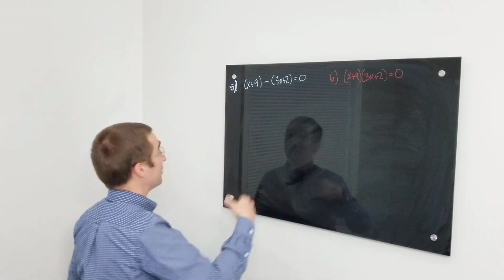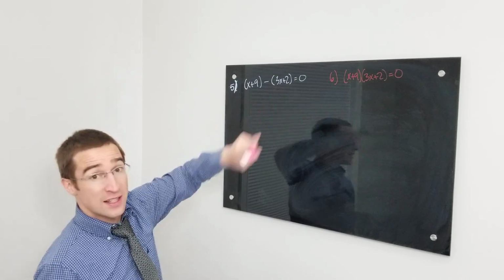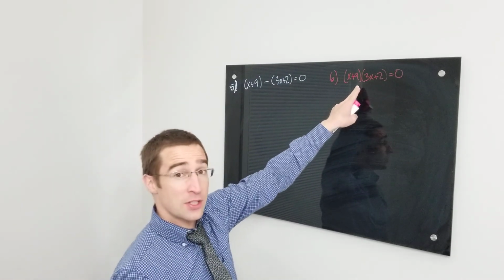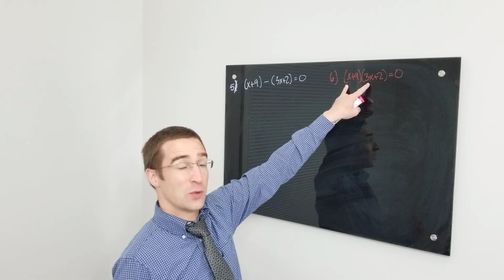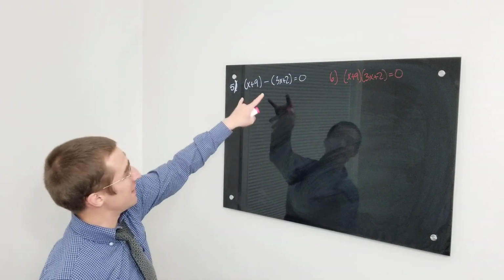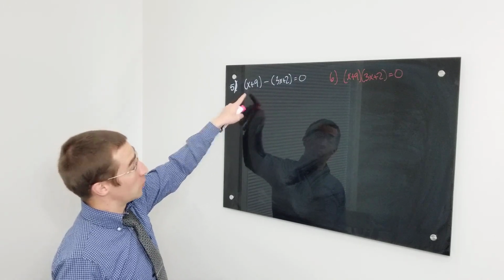Alright, how are they different? Well, this is going to subtract. It's this minus that. Here, because the parentheses are right next to each other, that's multiplying. So here we'd have an x times an x, which would give us an x squared, which makes this quadratic and makes this linear. So here, we're going to solve these differently.